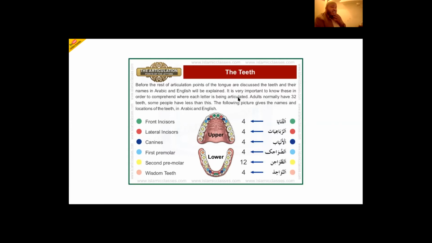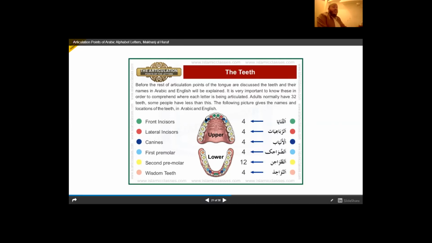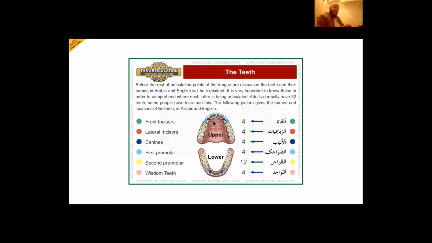What if somebody doesn't have those teeth? What if somebody in the lesson today is missing his thanaya, the front scissors? How is that individual going to pronounce the letters? They're not going to be able to pronounce these letters.